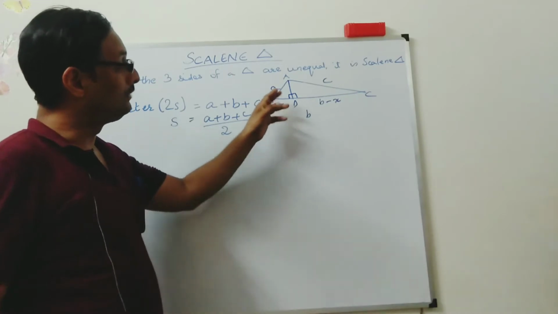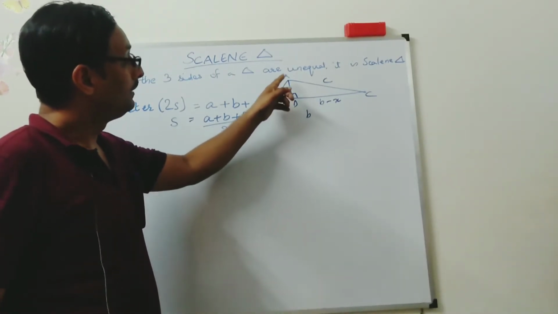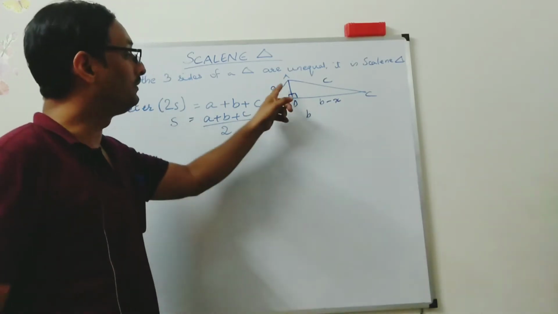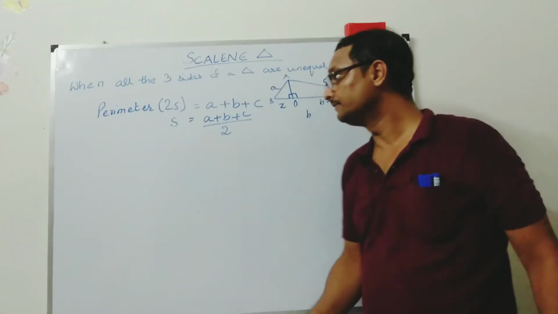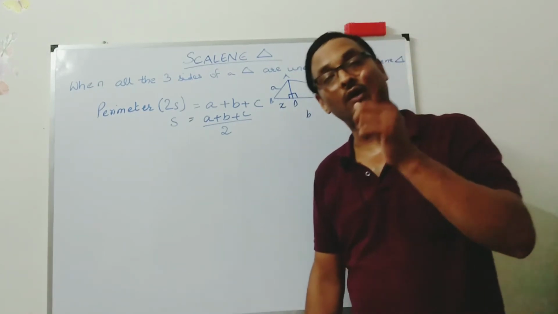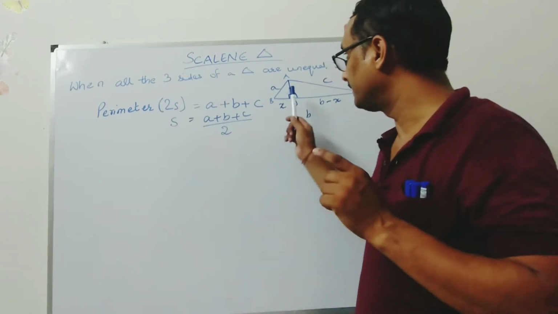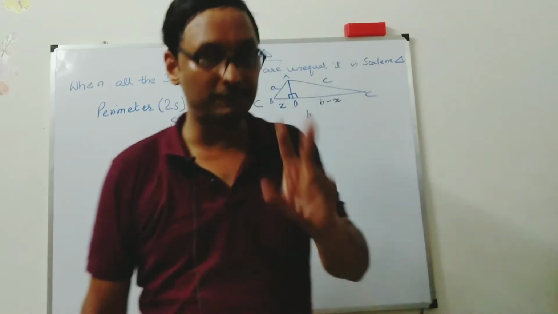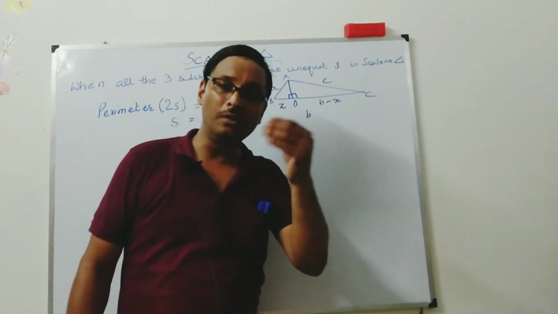So I need to find out the height AD from two perspectives, because these two triangles are not equal. In an equilateral triangle, both the sides were equal, so I found out the height only once. But in a scalene triangle, you need to find out the height from two perspectives, because these two triangles are different from each other.